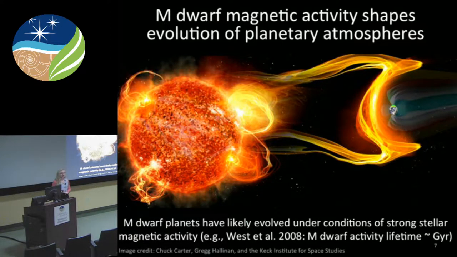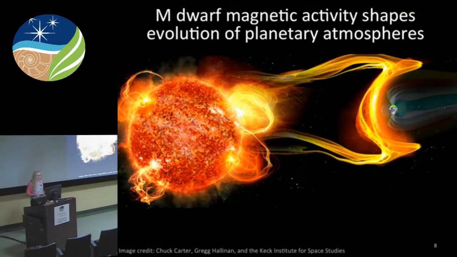And because of that, or perhaps not related to that at all, they also retain strong magnetic activity for a very long time. They maintain very high levels of magnetic activity, flares, strong magnetic fields, throughout hundreds of millions to billions of years, affecting the long-term evolution of planets around those stars. Now, what does that mean for us?